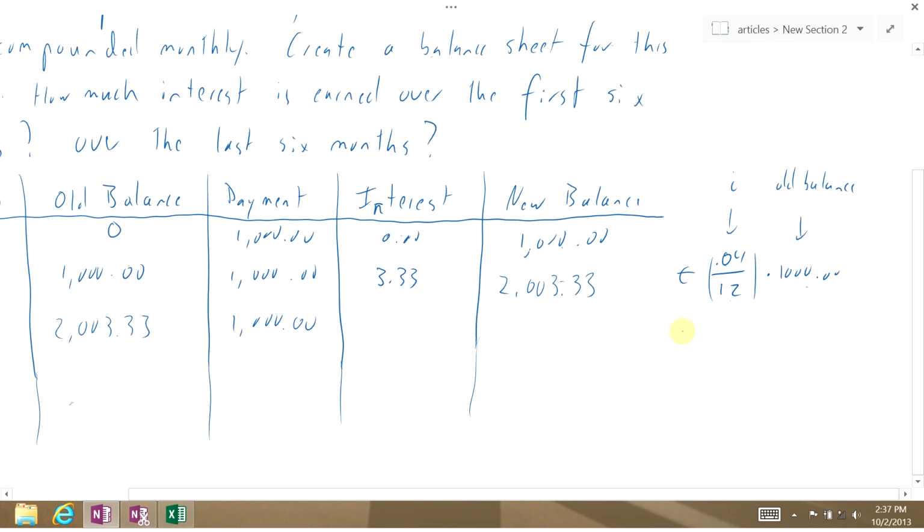Well, same deal. The interest here is 0.04 over 12, because that's I, the interest rate per period, times whatever the old balance was. So that's the 2,003.33. So you make interest on what you had at the end of the previous period. And so your interest now is $6.68. I've rounded everything to 2 decimals because we don't have half cents, but depending on how you round things, you might get slightly different numbers. So $6.68, what's your new balance? It's the old balance plus the payment that you make this month plus the interest you get off of the old balance. So now you're sitting at $3,010.01.